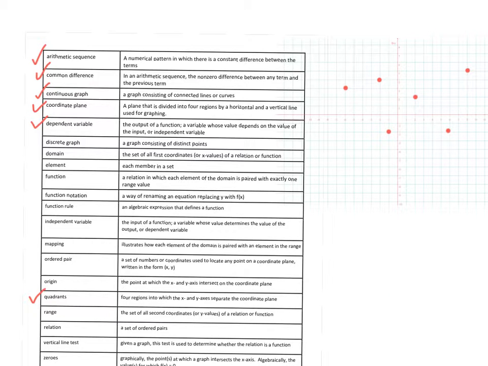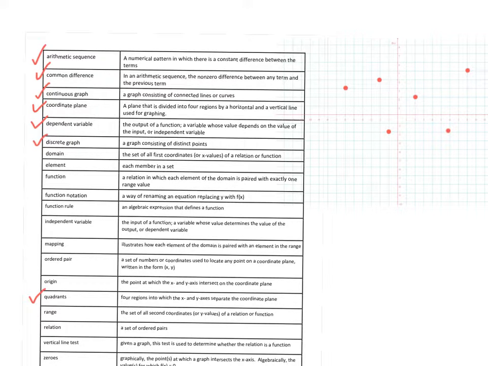So here's an example of a discrete graph. You'll notice that each of the points here and here and here, in order for me to graph this, I actually have to pick up my pencil and go to the next point. And so when I do that, that calls this a discrete graph because they're very distinct points that are not connected in any way.